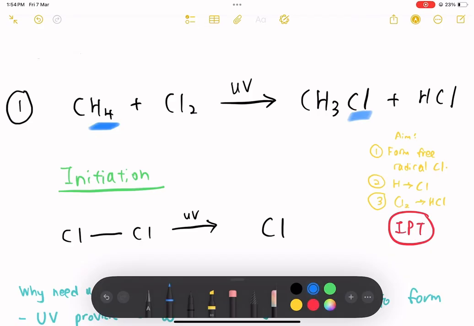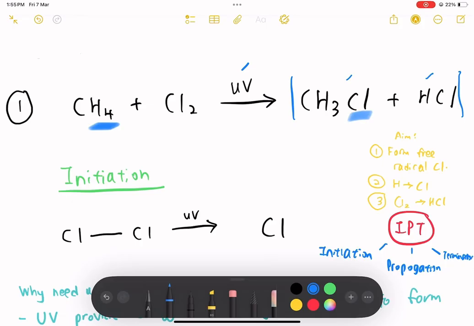So first, let us see this example first. CH4 plus Cl2 in the presence of UV forms CH3Cl plus HCl. Normally in the exam, it will ask about the mechanism. How does this form? In the mechanism for free radical substitution, just remember IPT. I is initiation, P is propagation, and T is termination.